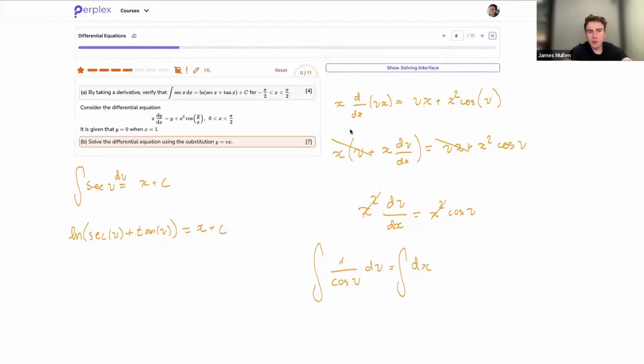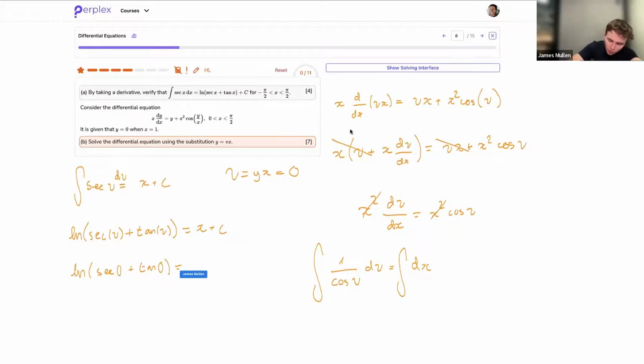And we're also told that y is equal to 0 when x is equal to 1. And so v, which is equal to y over x, is equal to 0. All right, so if I plug that in, I get ln of secant of 0 plus tan of 0 is equal to x, which is 1, plus c. Now, the secant of 0 is 1, and the tan of 0 is 0. So I have ln of 1 is equal to 1 plus c, which tells me that c is equal to minus 1, because ln of 1 is equal to 0. So c must be minus 1.